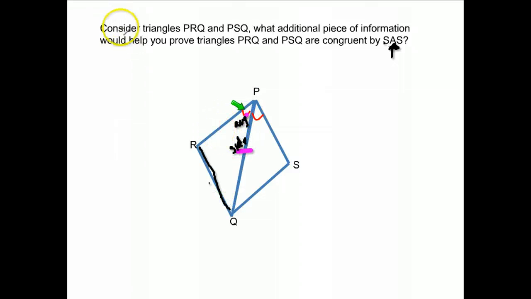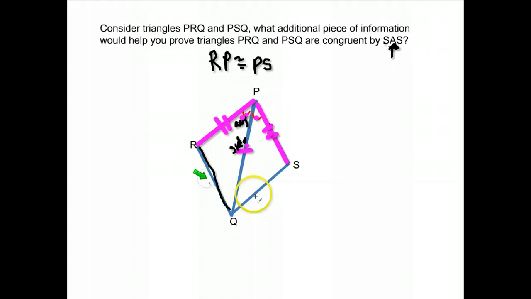So our one other piece of information that would make this true is if RP is congruent to PS. Because notice then I would have side, angle, side for this triangle, and side, angle, side for this triangle. So the one other piece of information I needed to know was that RP was congruent to PS. They gave me the angle, and I know because they shared this side that it was congruent, but they would have to tell me this pair was congruent also.